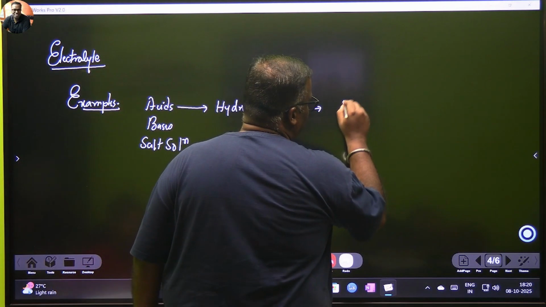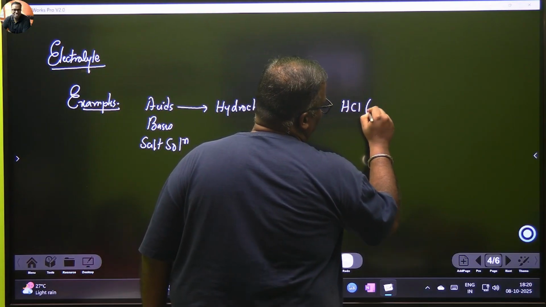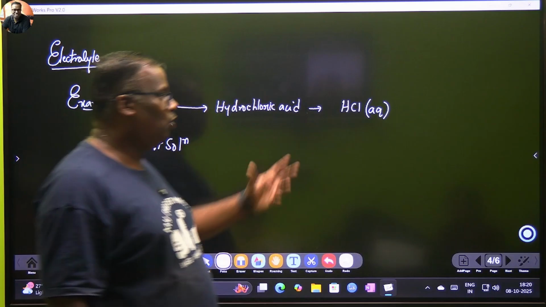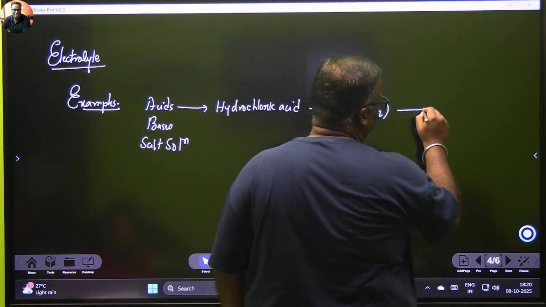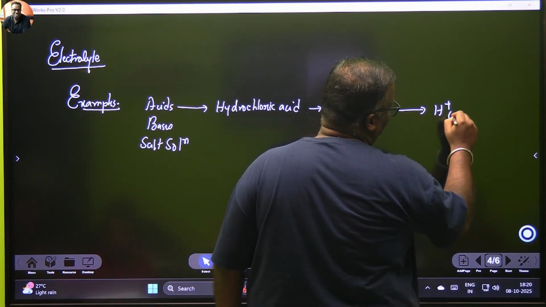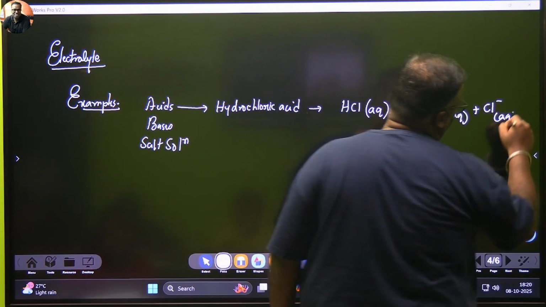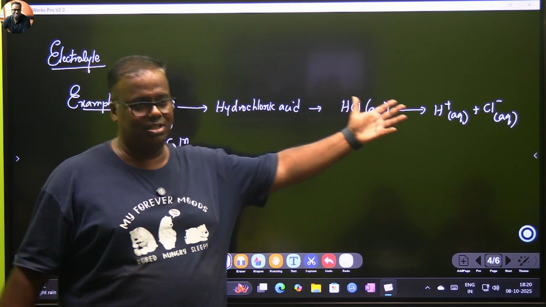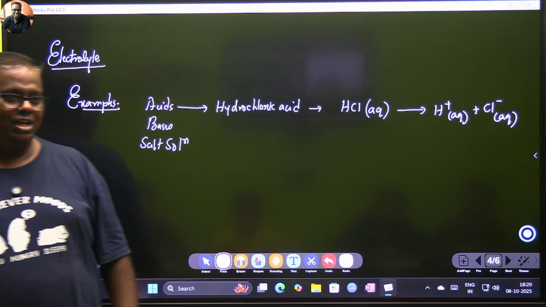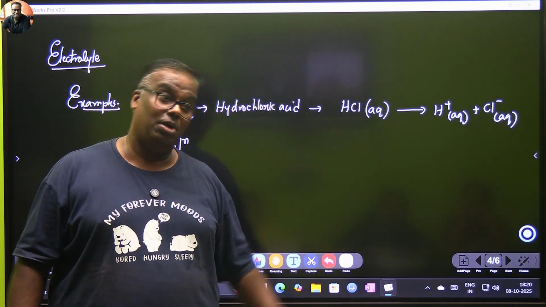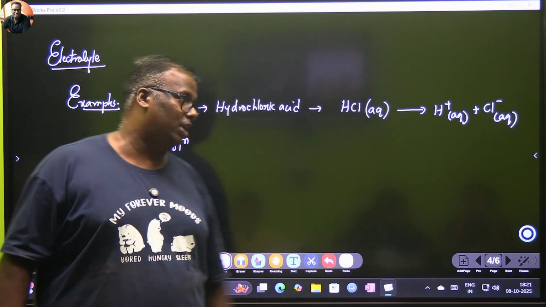So we write it as HCl in aqueous form. AQ means water here. So this will give you an H plus ion, which is in aqueous medium, and a Cl minus ion. This is higher grade. That's why it conducts. Got it? NaCl will not conduct electricity unless and until it is in the aqueous state. Add water to the salt, a salt solution, superb, it will conduct.